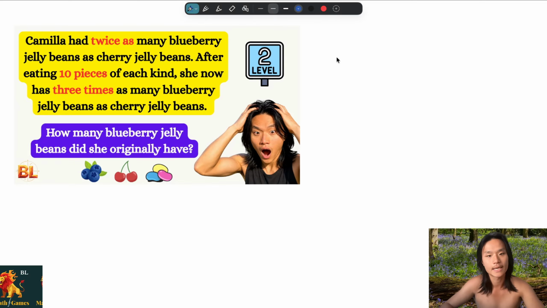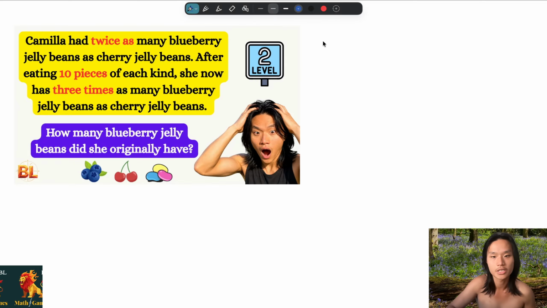So let's say the number of blueberry beans is B, and the number of cherry jelly beans is C. So we want to set up some sort of equations and find these values.